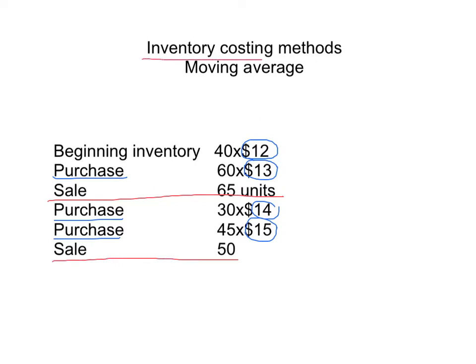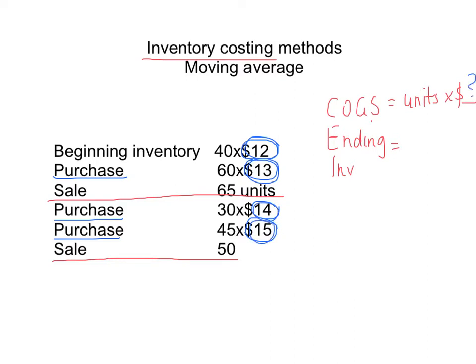Inventory costing means we want to find what is the value of the cost of goods sold at the end of the period and what is the value of the ending inventory at the end of the period. The easy way to calculate it is just the number of units that are sold times the value of that inventory. But again, we have this problem that some of them cost $12, some cost $13, $14 and $15. Which number should I put here?